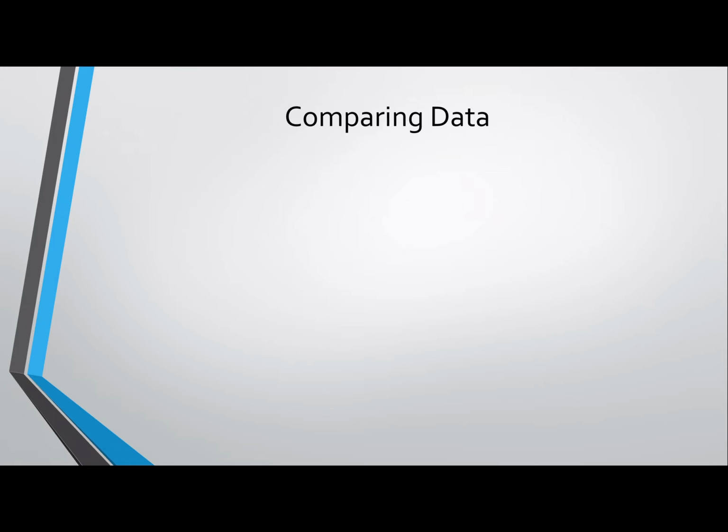So the last thing is comparing data. The reason why we find averages and the reason why we find measures of spread, so our range or our semi-interquartile range and things, is so that we can compare one lot of data to another.